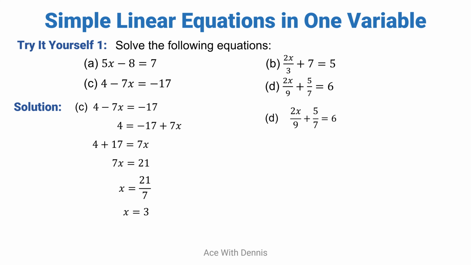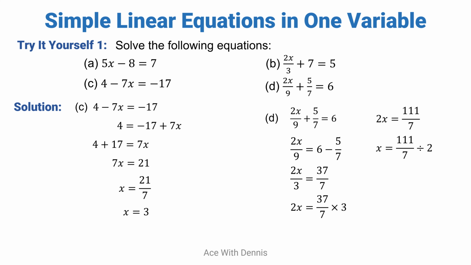For D, 2x over 9 plus 5 over 7 equals 6. Again, don't be afraid with the fraction here. So we move the plus 5 over 7 to the right hand side, becomes minus 5 over 7. So 2x over 9 equals 6 minus 5 over 7, which is 37 over 7. Now we move the 9 to the right hand side, becomes multiplication. So 37 over 7 times 9, which is 333 over 7.